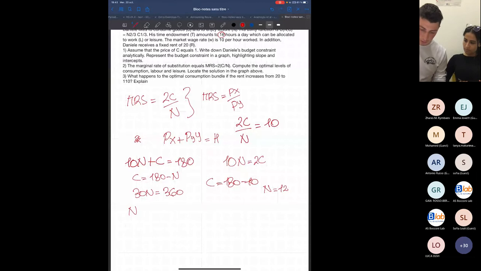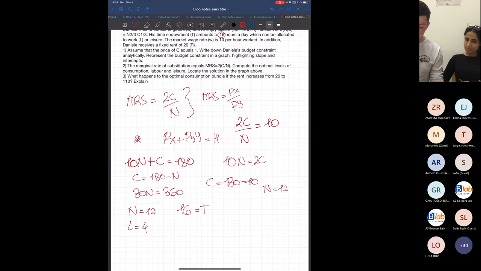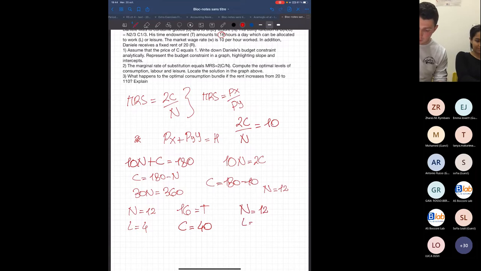Since N is equal to 12, labor is equal to 4. Labor is equal to 4 because we remember that the time endowment is equal to 16. Clearly, time endowment 16 minus N equal to 12 leaves us with 4 of labor. Now, since every hour of work is paid 10, our consumption is going to be 40. So the final answer is N equal to 12, L is equal to 4, and the consumer good is equal to 40. Okay?